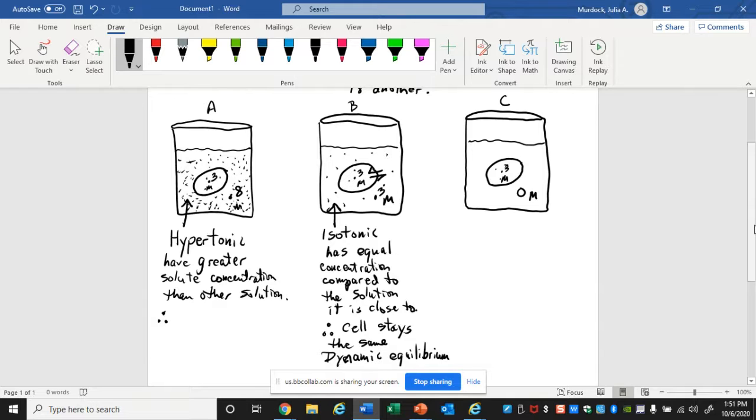So in this case, which way is the water going to move here? Water, remember, is the white spaces between the dots, right? Is water going to move into the cell or out? Just pretend the salt can't move here. It's going to move out.